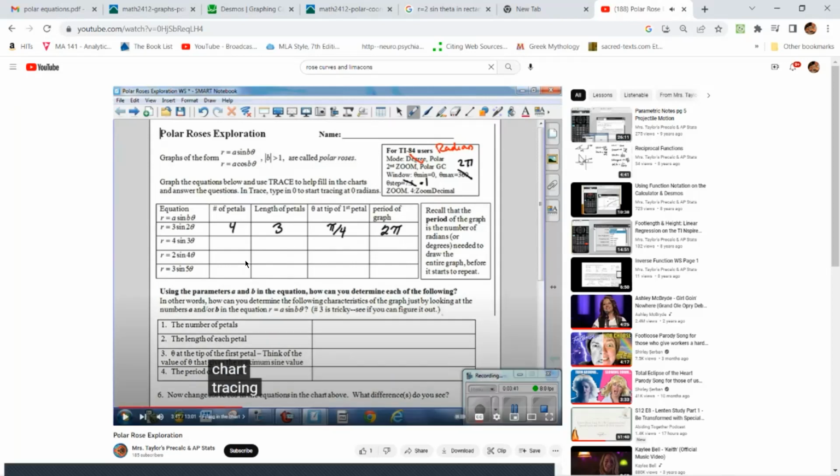Now she's going to continue doing the rest of it, but let's see if we can do some of this. R is 4 sine 3 theta. So it's going to have 3 petals, because it's odd, right? 3 petals because it's odd. Then the length of the petals are going to be 4. Now here's the big question. Where is the tip of my first petal going to start?